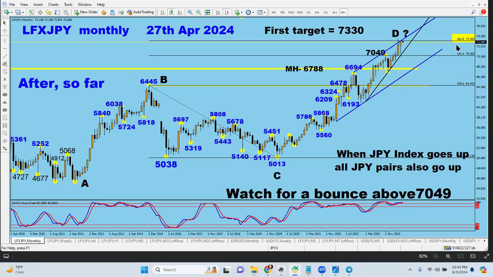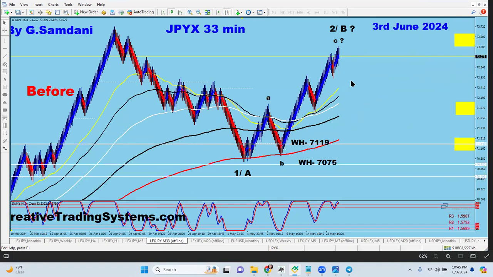My take is, right now we are here. Now, what is cooking inside this area? That is very important. That's why I want to show this 33-minute chart here. This is the chart. Now, what the heck is that?